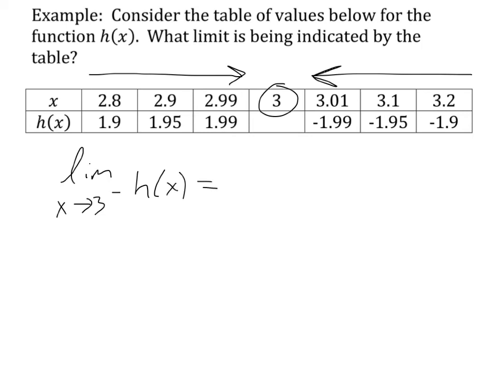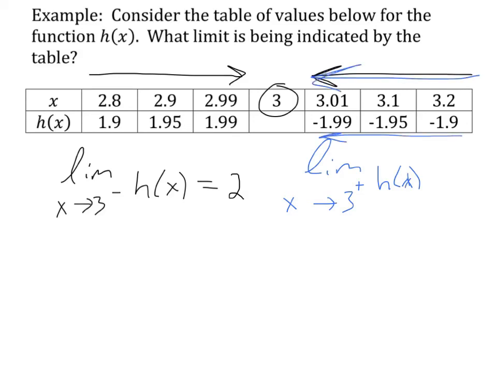Well, when I approach 3 from the left, when I plug in numbers to the left of 3, like 2.8, 2.9, 2.99, it looks like these y values are approaching 2. So I'm going to say that my left-hand limit is 2. Now my right-hand limit, on the other hand, is the limit as x approaches 3 from the right of h of x. Those arrows are really kind of ugly, sorry about that, that x is pretty bad too. When I'm approaching from the right-hand side, my y values are -0.19, -0.195, -0.199. It looks like I'm getting closer and closer to -2.